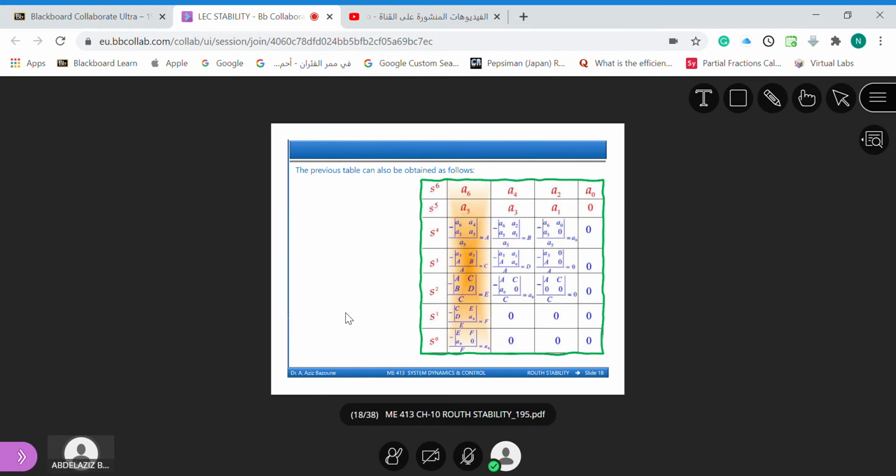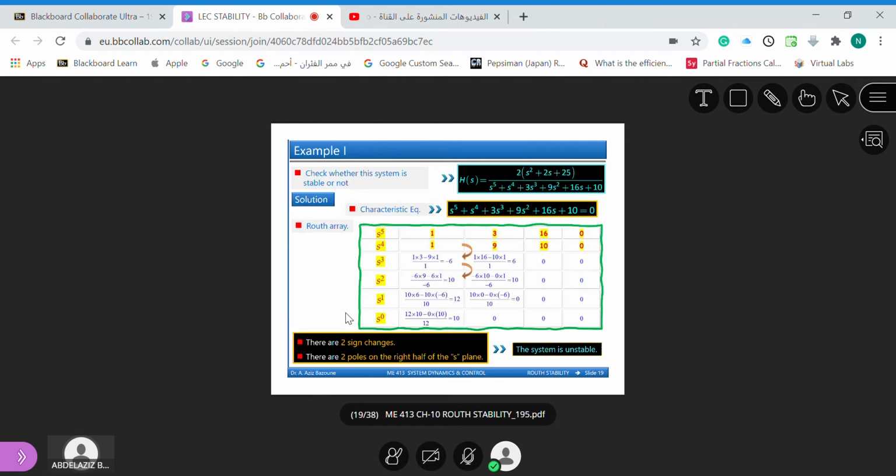So we will do it step by step with an example here. Check whether this system is stable or not stable. We have this H of S given by this equation. Now we go directly to the characteristic equation, which is the denominator. Try to solve with the denominator. So you have S to the power 5.